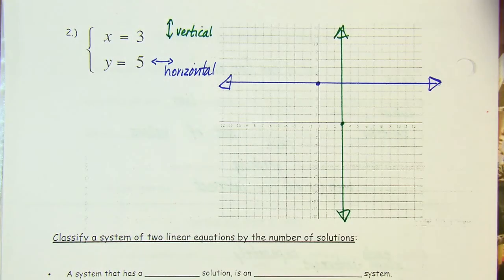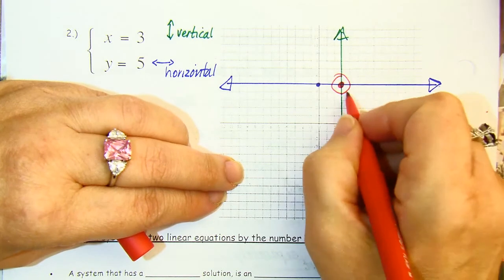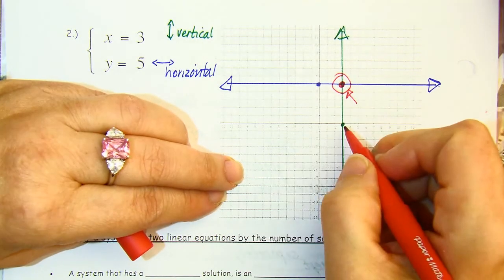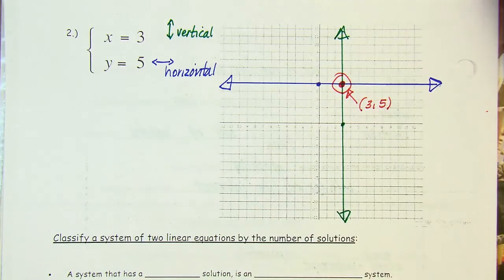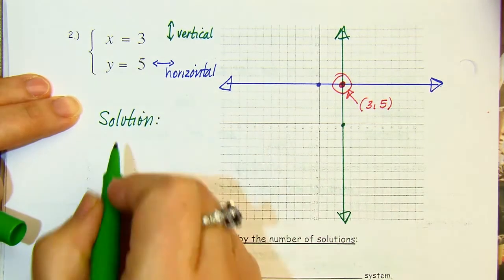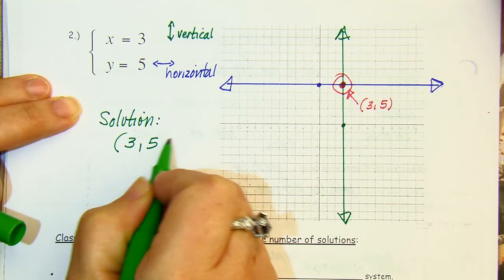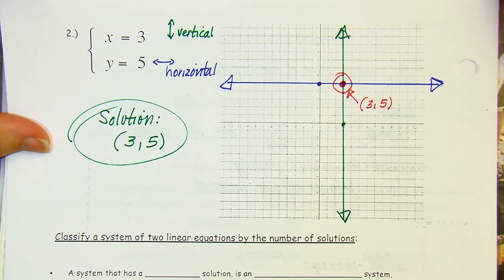And remember, if I want the solution to the system, I have to look at where the two lines intersect. That would be this point right here. And the coordinates for that point, x first, x is 3 and y is 5. That is my solution. So I'm going to write the solution to the system is the ordered pair (3, 5). Okay, if you're pretty good at graphing these linear equations, you should not have a difficult time with this at all.